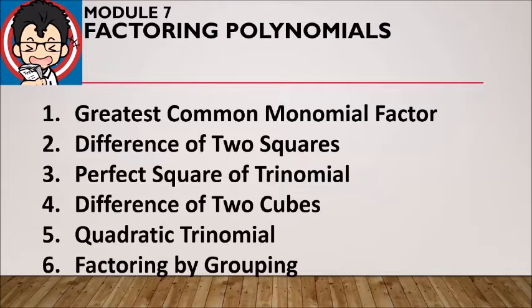Yes, that's right. These are the following. So, we have 6. The greatest common monomial factor, difference of two squares, perfect square of trinomial, difference of two cubes, quadratic trinomial, and factoring by grouping.